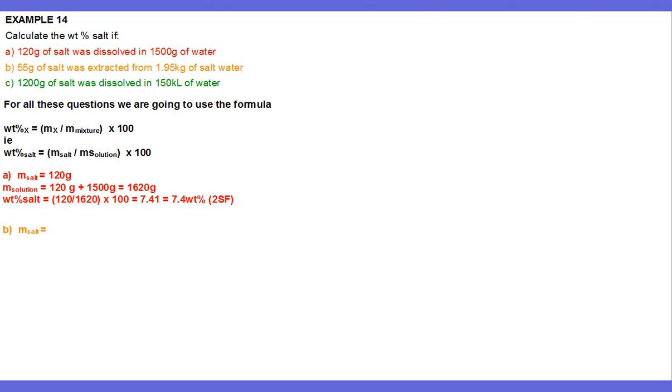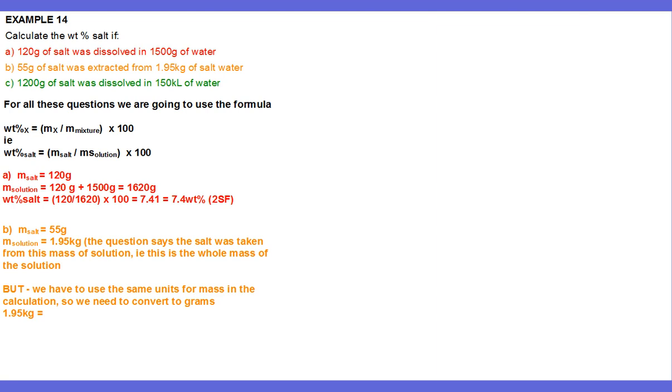Next part is part B. We've got 55 grams of salt extracted from 1.95 kilograms of salt water. So the mass of salt is 55 grams. What's the mass of solution? The slight change in wording here makes a big difference. The 55 grams this time came out of the solution, 1.95 kilograms of salt water. So this was the solution. The original solution did weigh 1.95 kilograms.